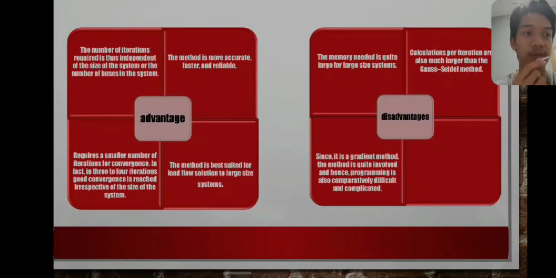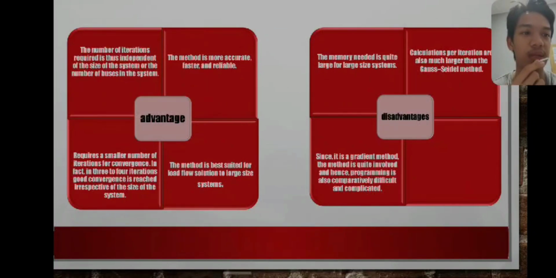Advantages of the Newton-Raphson method. First, the number of iterations required is independent of the size of the system or the number of buses in the system. Second, the method is more accurate, faster and reliable. Third, it requires a smaller number of iterations for convergence. In fact, in 3 to 4 iterations, good convergence is reached irrespective of the size of the system. Lastly, the method is best suited for load flow solution of large size systems.